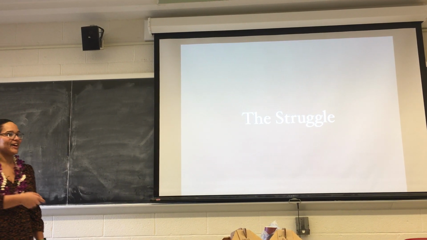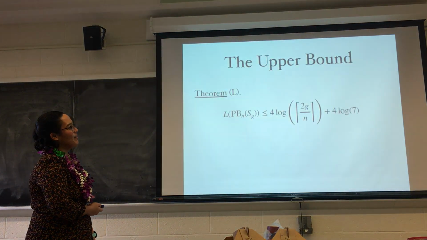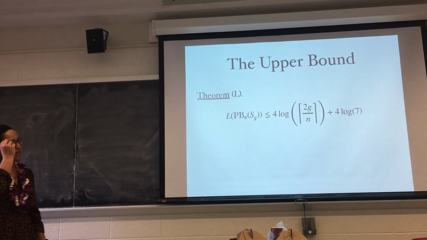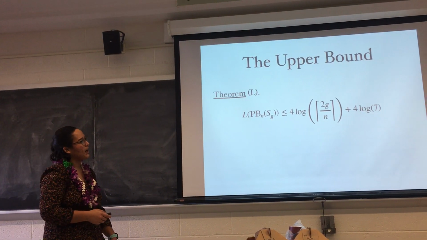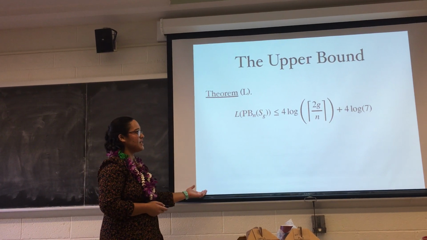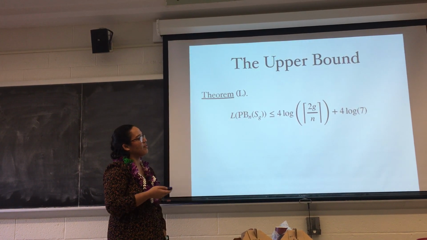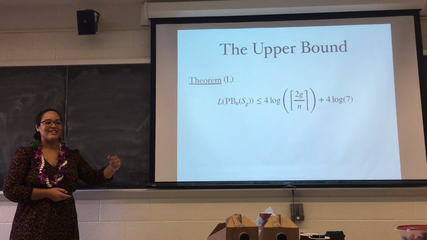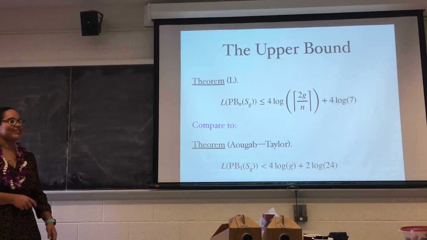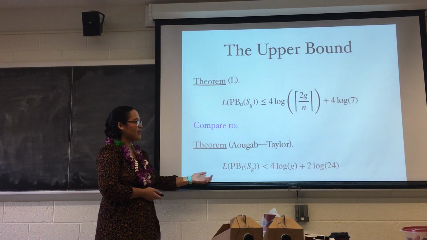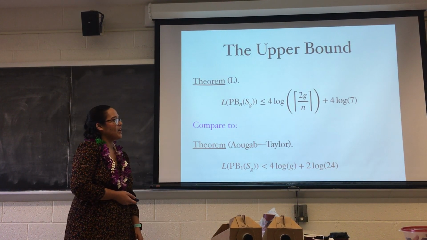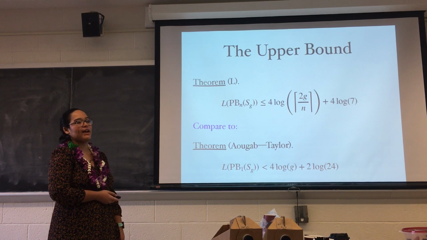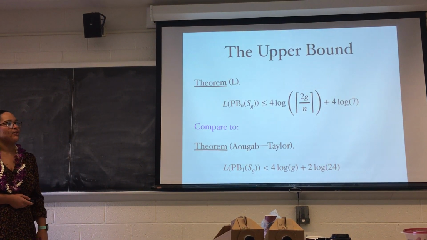And I thought I should clarify so you know what you're getting into. So we'll start by looking at the upper bound. So the upper bound, these are the explicit constants. We have this 4 log of the ceiling of 2g over n plus 4 log 7. And here's the comparison, which compares very nicely to this theorem of Algob and Taylor, right? We have a very similar structure, and you'll see how that comes into play as we go through the proof of it.